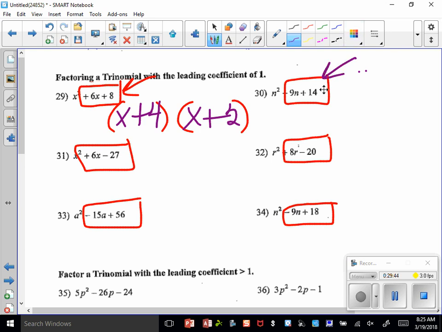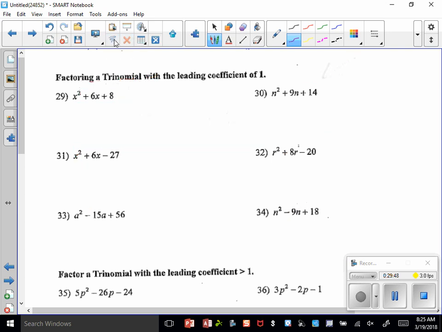What times what gives you 14? And when you add those two factors together, they equal 9. 7 and 2. So that's why I say you don't really need to do the X factor thing for these type when the coefficient is 1 for the A term.